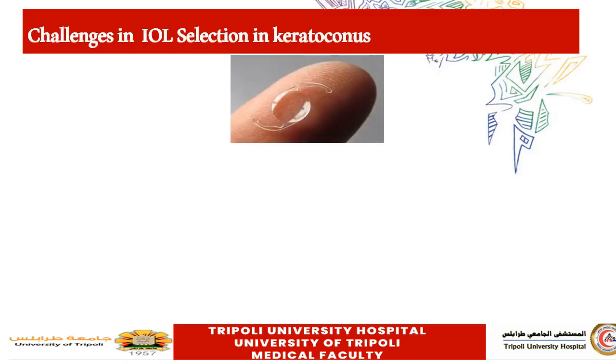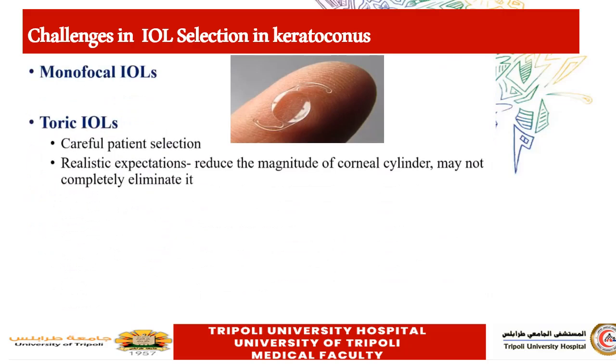Now, for you as a surgeon, it is not just the power of the IOL that bothers you, but also the type of the IOL. You have a variety of options of intraocular lenses. The most common is the monofocal lenses that only correct the distant vision of the patients. And this is a preferred type of lens in patients with keratoconus, especially when they have very irregular astigmatism.